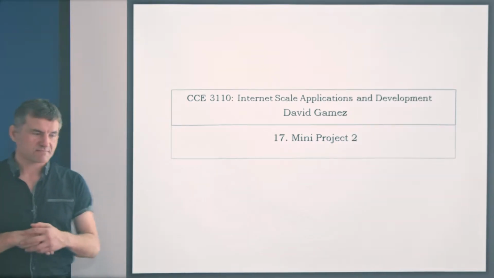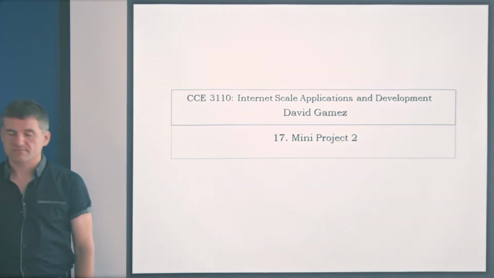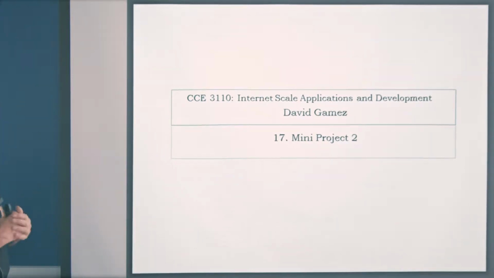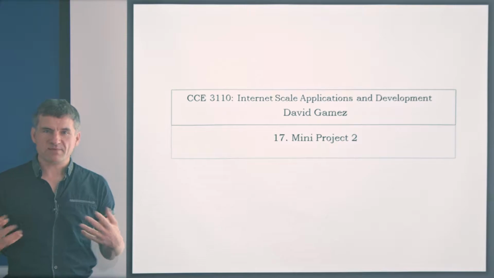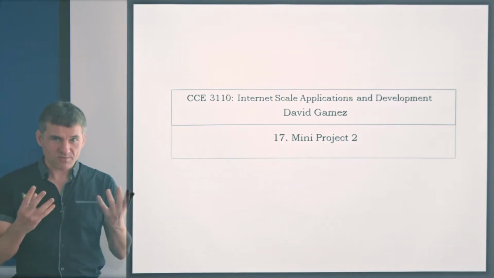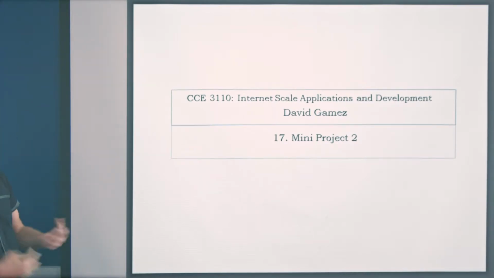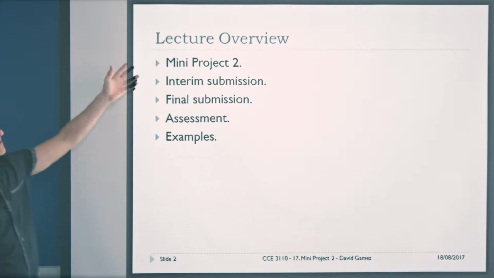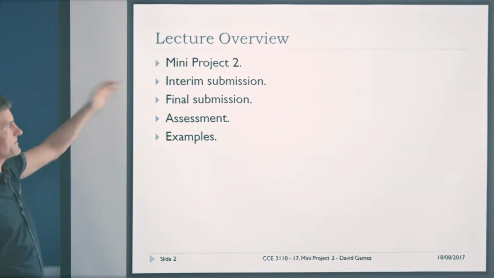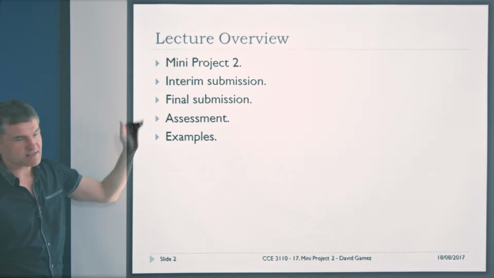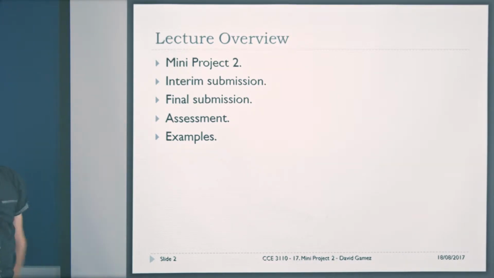Okay, so in this lecture, I'm going to cover the second mini project, which is an online game played between two or more computers. It's a group project, and you're going to be working on this project throughout the spring term. So I'm going to give you a general overview of the project, talk about the two submissions that you have to make for the project, explain how it's going to be assessed, and give a few little examples just to get you going.